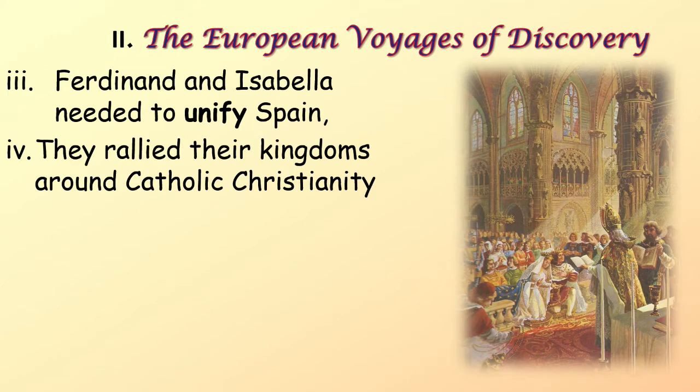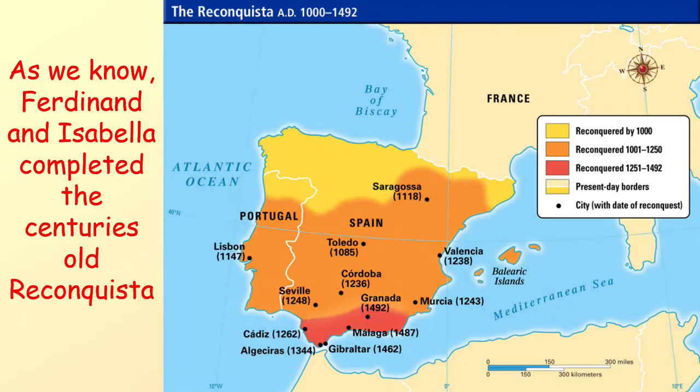Ferdinand and Isabella needed to unify Spain. They rallied their two kingdoms, remember Castile and Aragon, around Catholic Christianity. As we know, Ferdinand and Isabella completed the centuries-old Reconquista, and there's a big map of it right there.